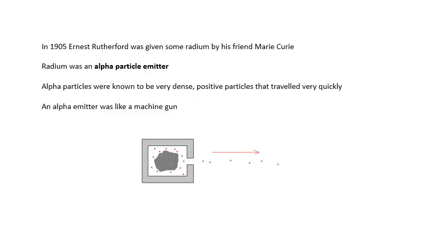Now, a guy called Ernest Rutherford, who was working at Manchester University at the time, and his friend Marie Curie gave him a piece of radium. Radium emits alpha particles, and it was known that alpha particles are very dense, positively charged, fast-moving particles. You can imagine them like bullets, and this radium source was like a machine gun giving off a stream of alpha particles.